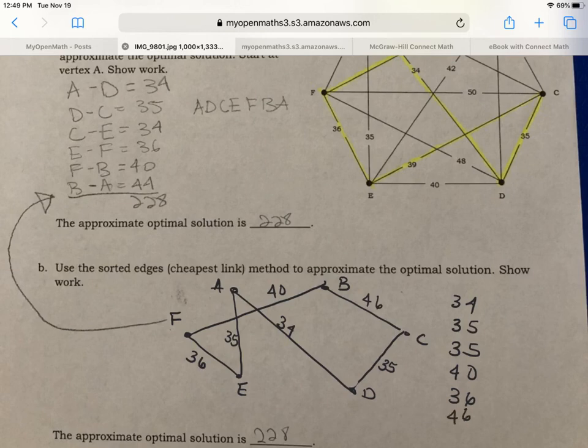All right, so when we add all those up together, we get 226 units.